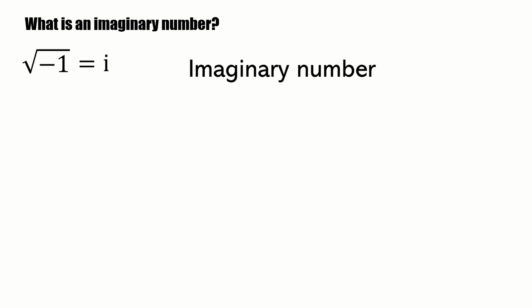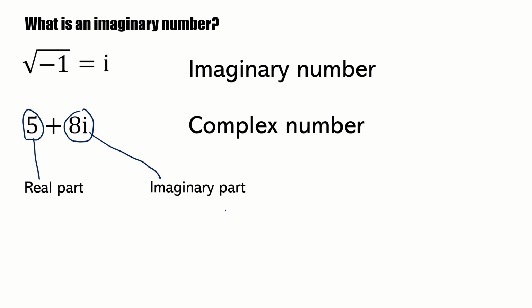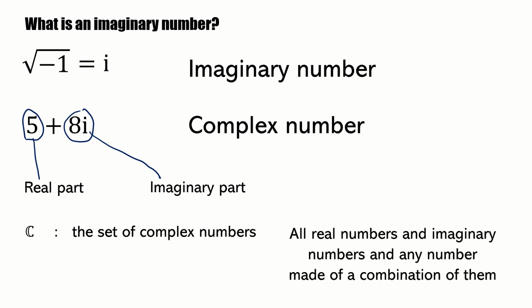Imaginary numbers can then be combined with real numbers to make what we call complex numbers, where a complex number is a number that's got both a real part, in this case the number 5 is our real part, and then an imaginary part, which in this case is the 8 lots of i that we have over there. We then have official mathematical notation to help us refer to the set of all the complex numbers, which is this fancy looking C that you can see on the screen right now. But just to make it clear, the set of all complex numbers includes all the real numbers, all the imaginary numbers, and all the numbers made up of a combination of real and imaginary numbers.